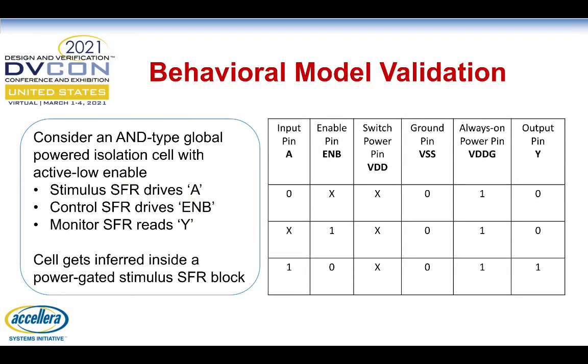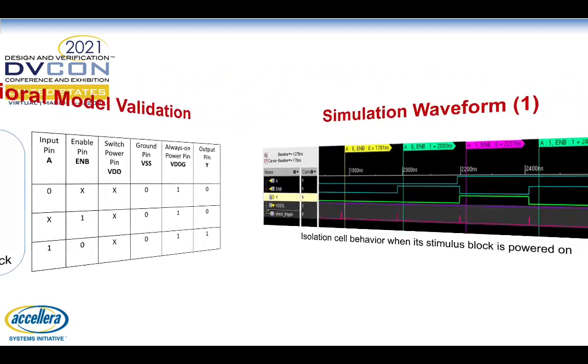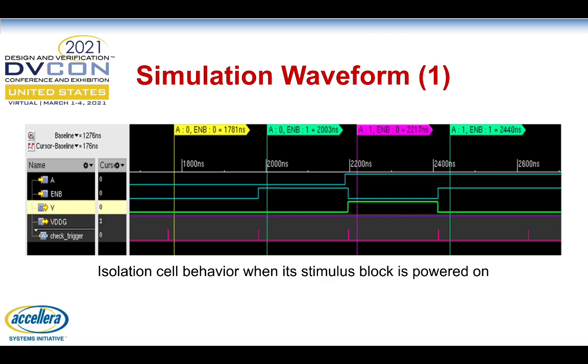The collection of test cases generated allow for comprehensive testing of all the power management and data retention cells in terms of logical behavior as well as power functionality. Consider this AND type global powered isolation cell with active low enable, defined as per the truth table on the right. This cell gets inferred inside a power gated stimulus SFR block, and when the stimulus block is powered on, the cell behaves like a bubbled AND gate, which is reflected in this waveform.